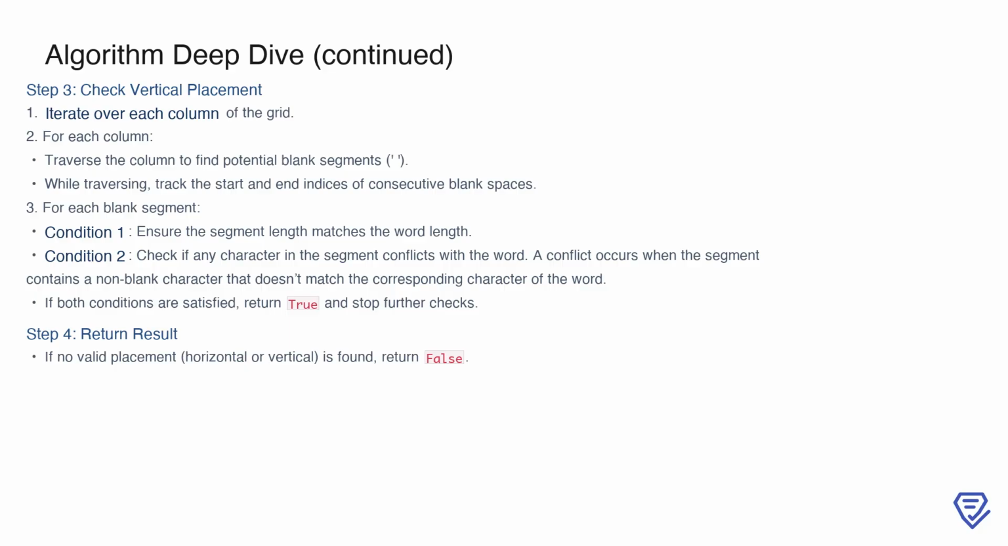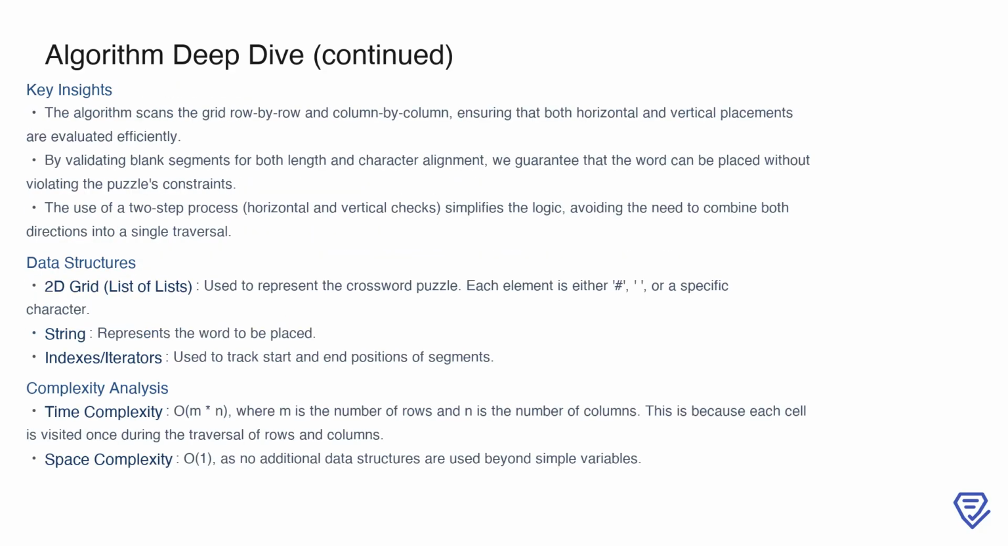If neither horizontal nor vertical placement is valid, we return false to signify that the word cannot be placed in the grid. The key insights of this algorithm lie in its systematic approach to evaluating both horizontal and vertical placements. By scanning the grid row by row and column by column, we ensure that every potential placement is considered, and no valid option is missed. The validation process, which checks segment length and character alignment, guarantees that the word is placed without violating the constraints of the puzzle.